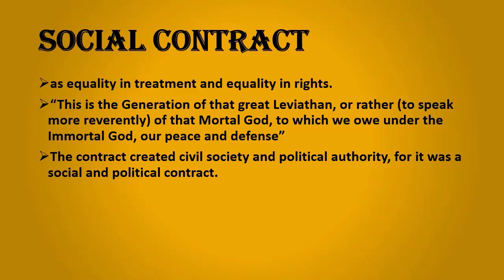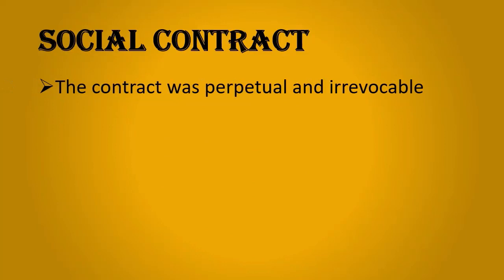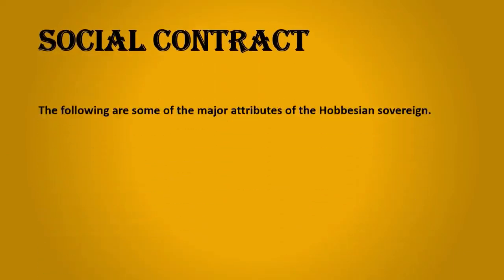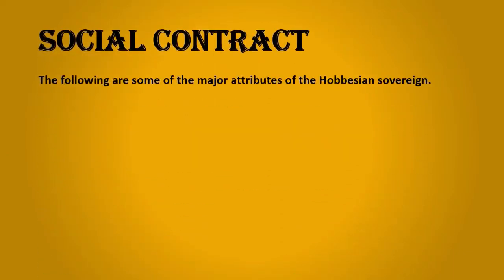So Hobbes saw the sovereign power as undivided, unlimited, inalienable, and permanent. The contract created the state and the government concurrently. The sovereign power was authorized to enact laws as it deemed fit, and as such, laws were legitimate, and in categorical terms, the powers and authority of the sovereign were to be defined with least ambiguity.